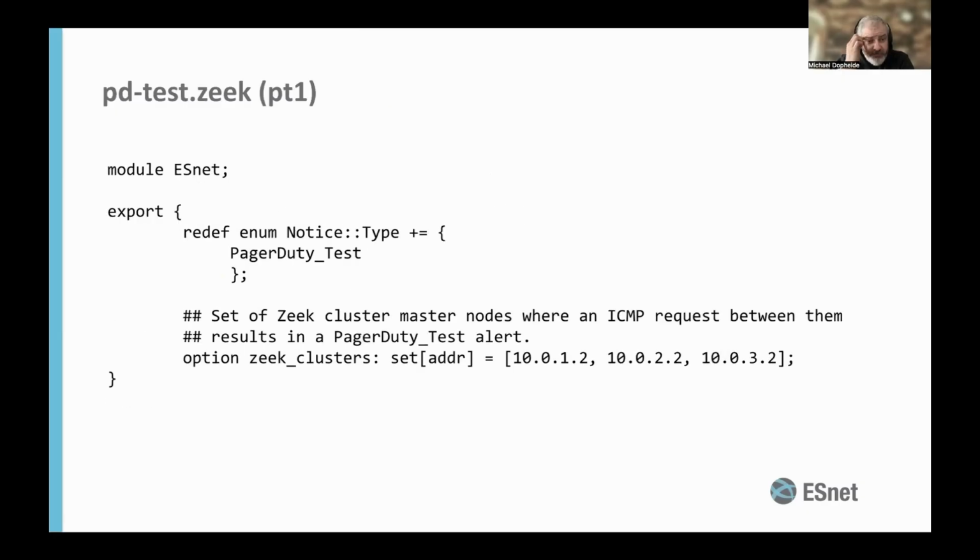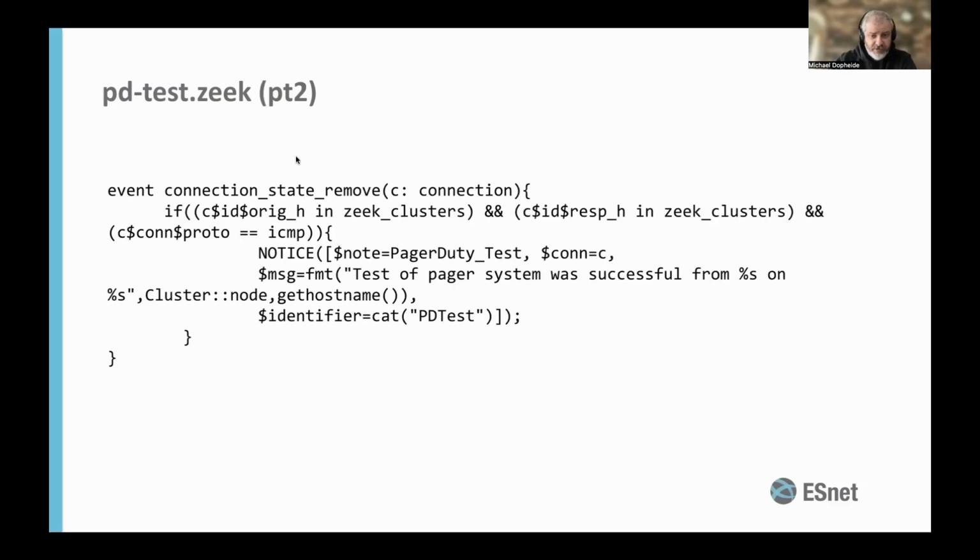The Zeek script itself is extremely simple. There are 2 parts to it. We set the module, and then we export a couple of things here. We set PagerDuty test as a notice type. And the second thing is we set the Zeek cluster addresses that we're expecting to see in the ICMP request. And then the next piece is the thing that does all the work.